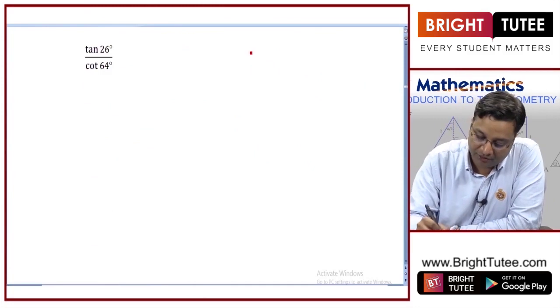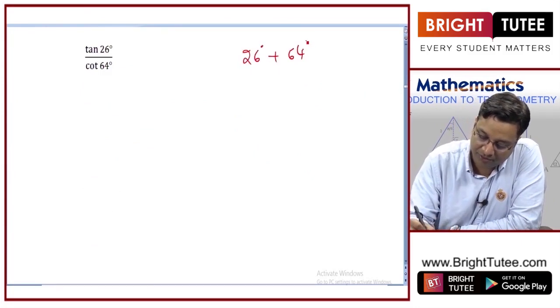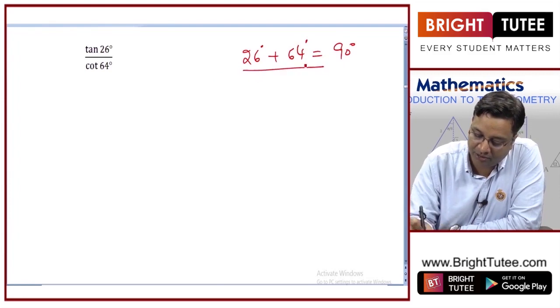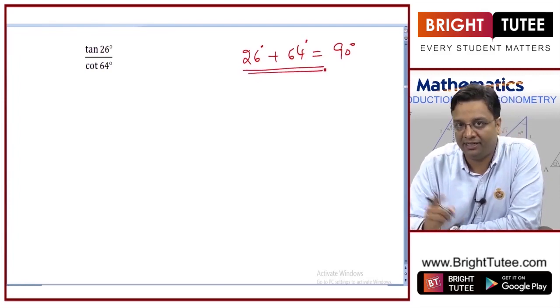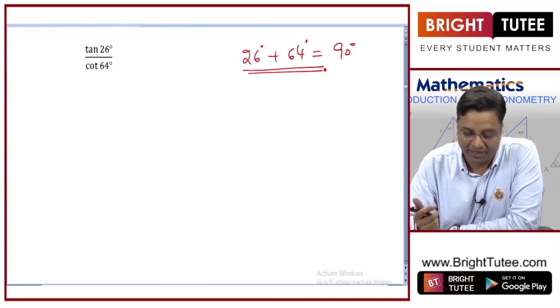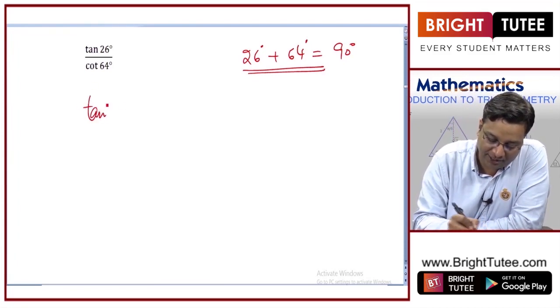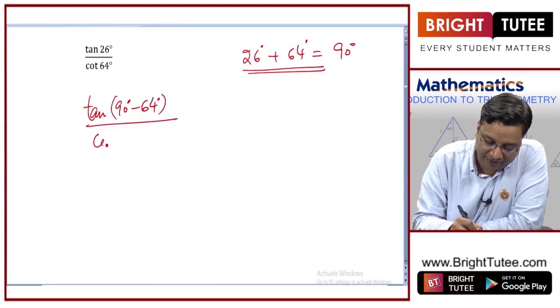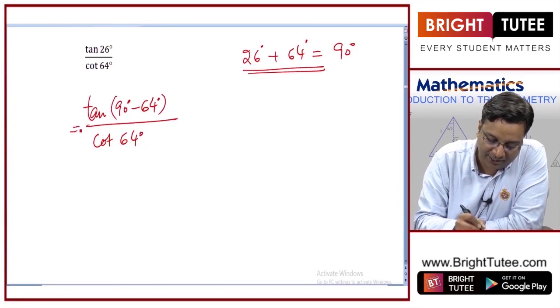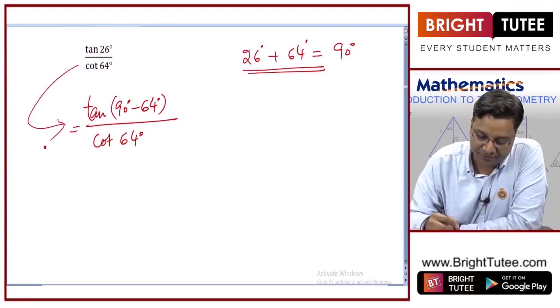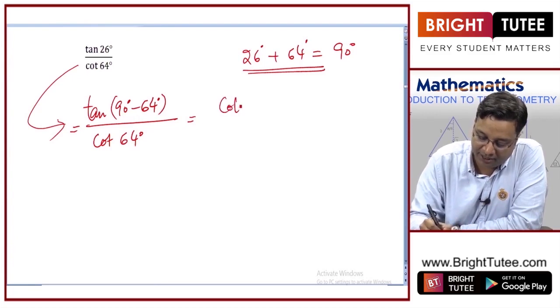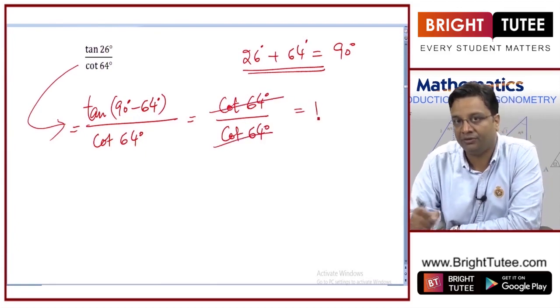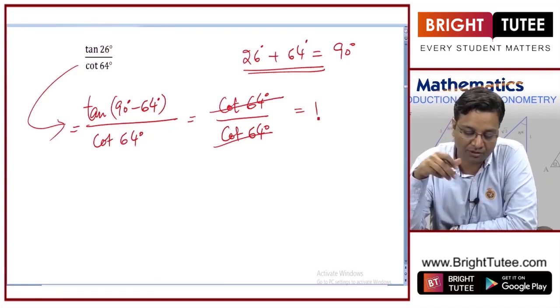Exactly similar question. 26 plus 64 will give you 90. So these two are also complementary angles, and tan 90 minus theta will get converted into cot theta, right? So let's do it. Tan 26 can be written as tan 90 minus 64 and divided by cot 64, right? So tan 90 minus theta can be written as cot theta and divided by cot 64. These will get cancelled and it will again give you 1. Okay. So this is how we solve these questions.